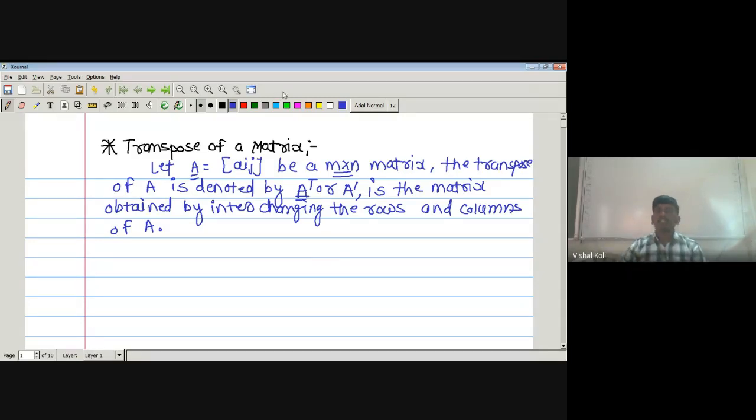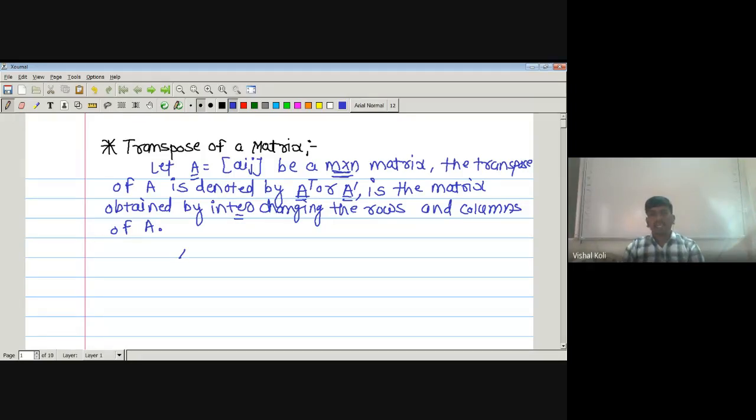Okay, so these are the two symbols to denote the transpose of the corresponding matrix A, that is A to the power T or A dash, and it is the matrix obtained by just interchanging the rows and columns of A. That is, we have to take the first row as the first column in A transpose, and so on, whatever its order. Okay, so we just have to interchange the rows and columns of A, then the corresponding matrix will be nothing but the transpose of the given matrix A.